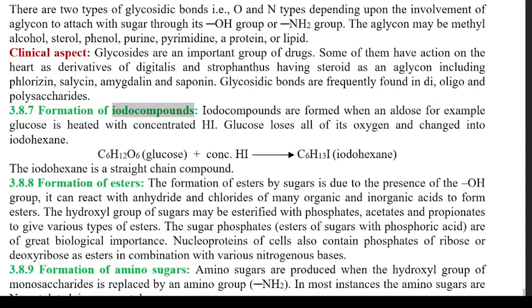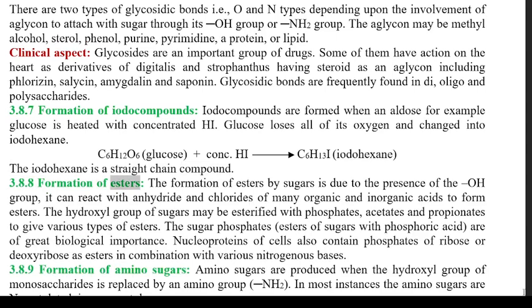3.8.7 Formation of iodo-compounds. Iodo-compounds are formed when an aldose, for example glucose, is heated with concentrated HI. Glucose loses all of its oxygen and changes into iodohexane. C6H12O6, glucose, plus concentrated HI gives C6H13I, iodohexane. The iodohexane is a straight-chain compound.